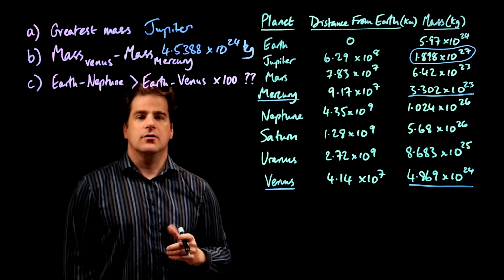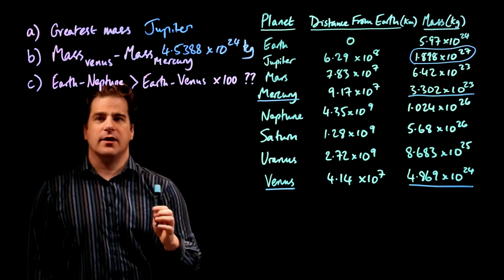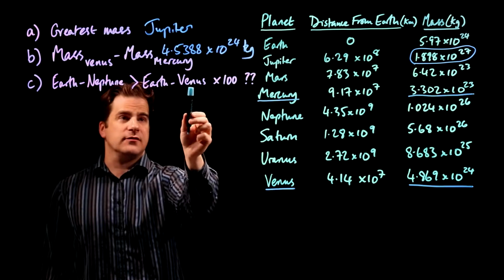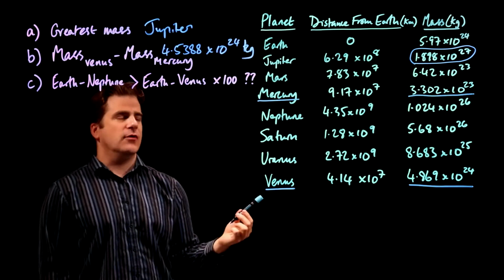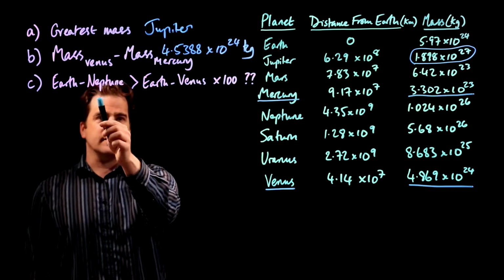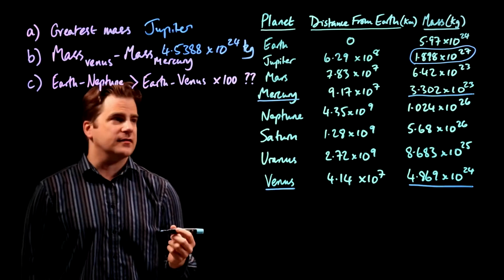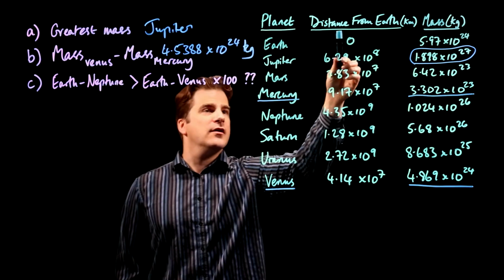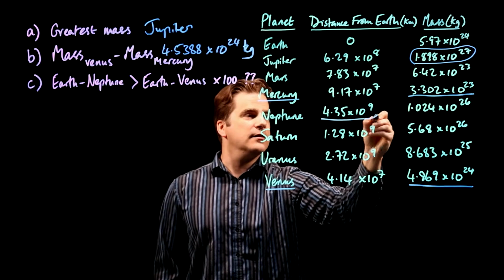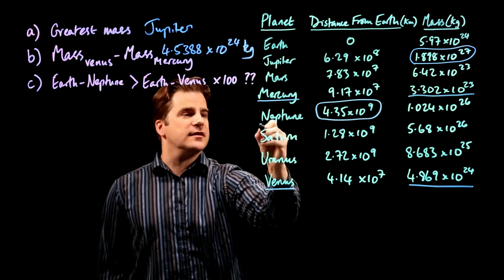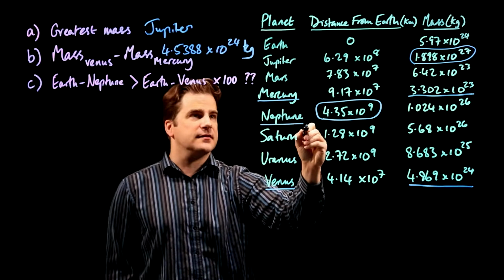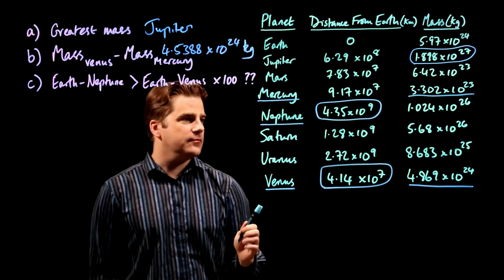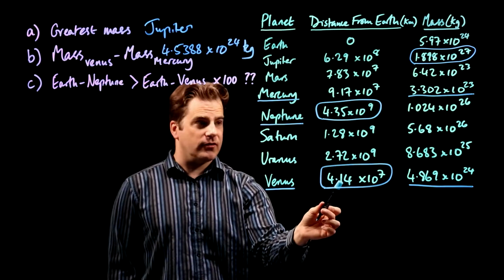Okay, next. Right. We have to work out if the distance from Earth to Neptune is greater than the distance from Earth to Venus times 100. Or in other words, if the Earth-Neptune distance is more than 100 times the Earth-Venus distance. Okay, so Earth-Neptune distance. Distance from Earth to Neptune. Okay, that's the Earth-Neptune distance. Earth-Venus distance is here. Okay, so is that greater than 100 times that?